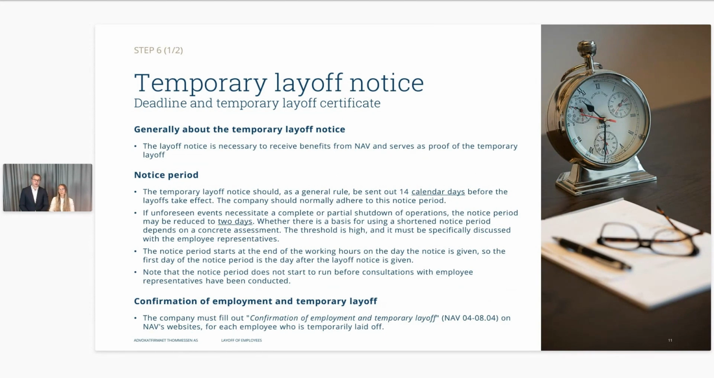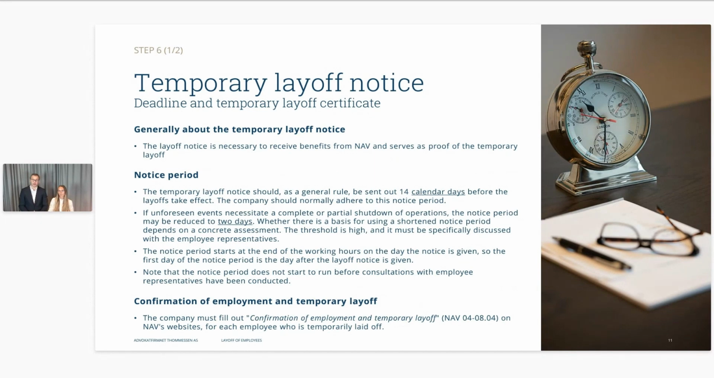As a main rule, temporary layoffs are notified 14 calendar days before the temporary layoffs take effect. The notice period can be reduced to 2 days if so-called unforeseen events make it necessary to suspend operations in whole or in part. The term unforeseen events is interpreted strictly, and there's a high threshold for an event to be considered as unforeseen, enabling a shorter notice period.